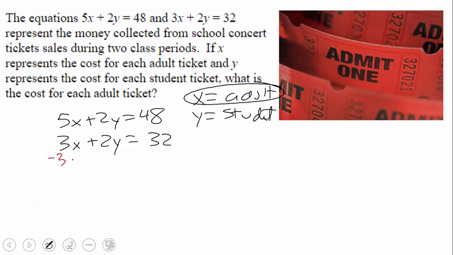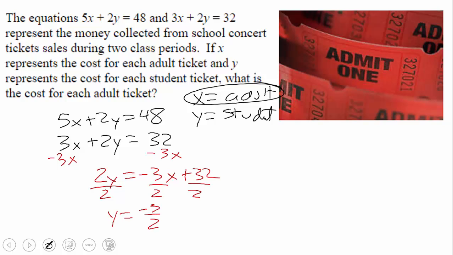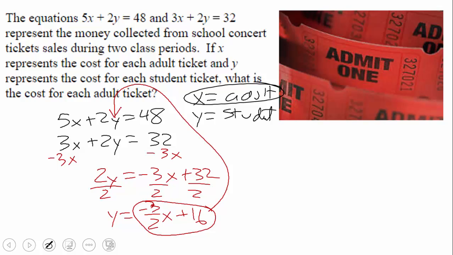And I'm going to subtract the 3x from both sides. That gives me 2y equals negative 3x plus 32. Dividing by 2 every term, y equals a negative 3 halves x plus 16. Of course, I take that expression and I'm going to substitute it in the first y. And therefore, I would have 5x plus 2 times negative 3 halves x plus 16 is equal to 48.